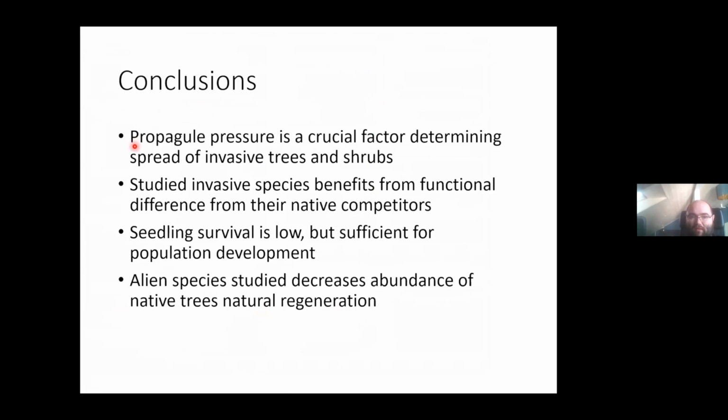Summing up my presentation, we found that propagule pressure is a crucial factor determining the spread of invasive trees and shrubs. Studied invasive species benefit from functional differences from the native competitors, and this difference is conserved across the environmental gradients. Seedling survival is low, from 0.1 to 12.5%, but sufficient for population development. And the studied alien species decrease the abundance of particular native tree species' natural regeneration.